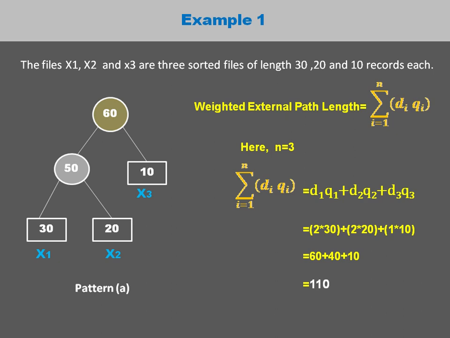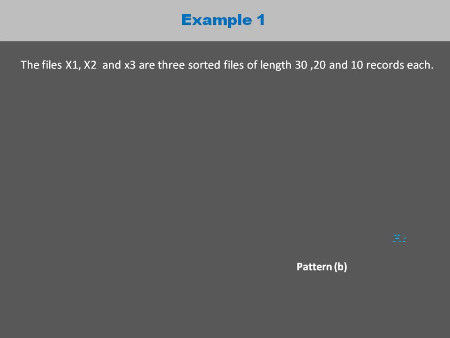Now we will see the other pattern. Here we will merge x3, which contains 10 records, with x2, which contains 20 records. This x2 and x3 are merged together to get a sorted file containing a total of 30 records: 20 records from x2 and 10 records from x3. So we will get a sorted file with 30 records.